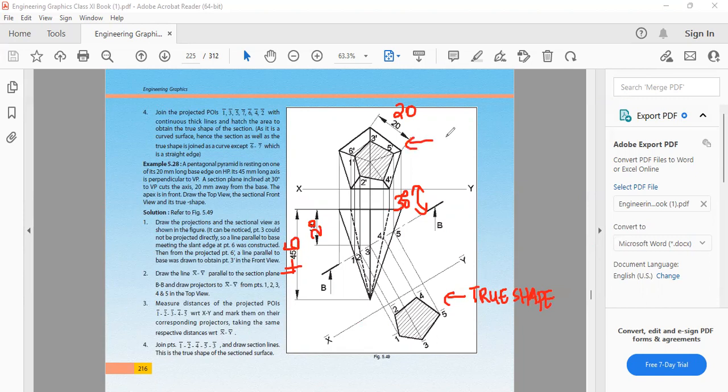And here write SECTIONAL FRONT VIEW in capital letters. And this one is my top view. So this is sectional front view, top view, and this is true shape. Mark all the dimensions because dimensioning is very, very important. 20, 45, 20, 30 degree.